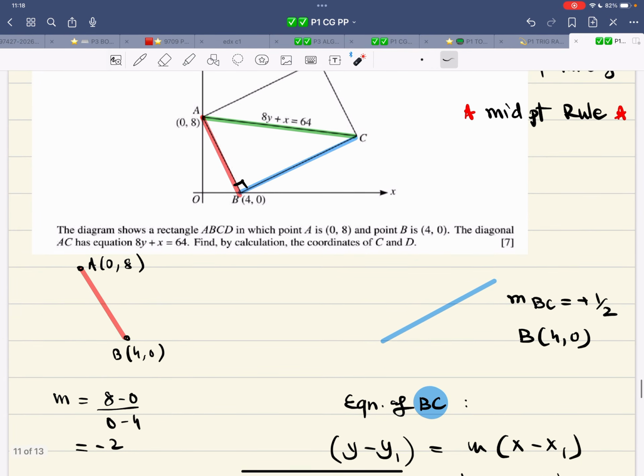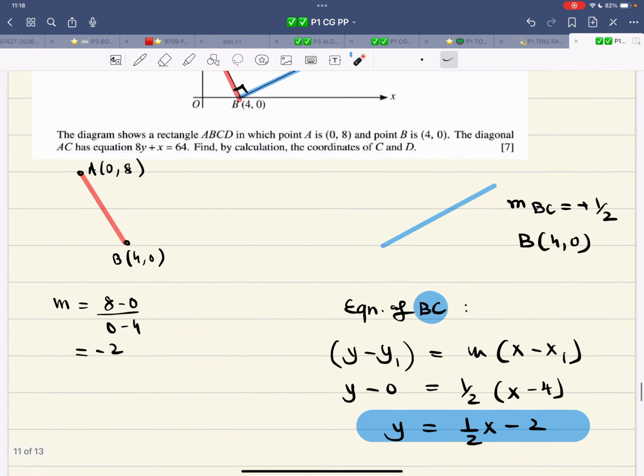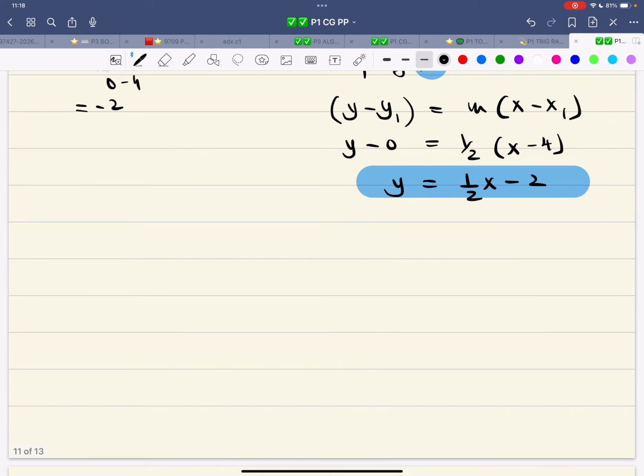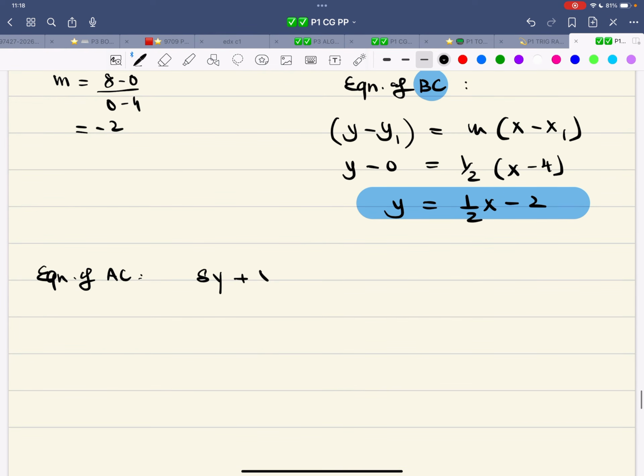So therefore, what I can do is solve it simultaneously. So AC is 8y plus x is 64. Equation of AC, that is 8y plus x is 64. So this is equation 1, this is equation 2, this is the green one.